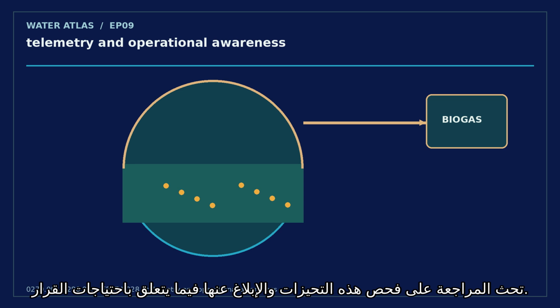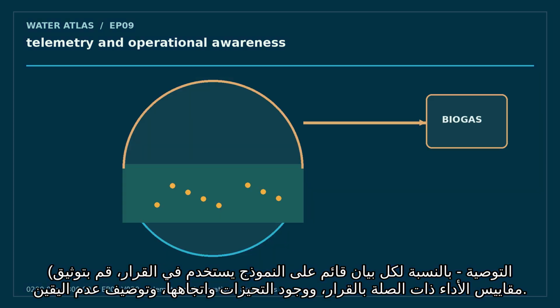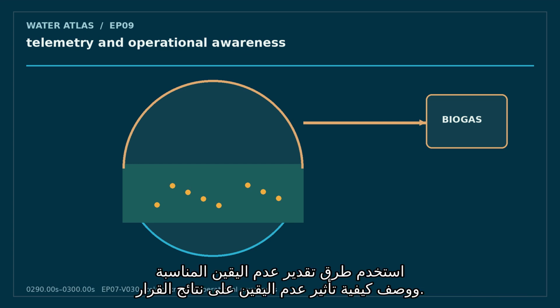Recommendation. For every model-based statement used in a decision, document performance metrics relevant to the decision, the presence and direction of biases, and an uncertainty characterization. Use appropriate uncertainty estimation methods, and describe how uncertainty affects the decision outcome.